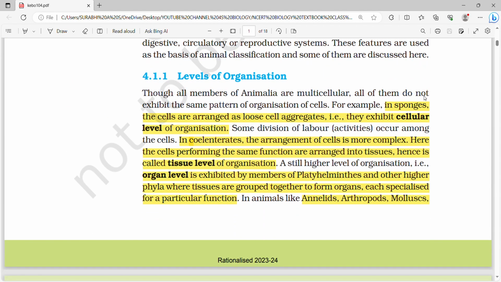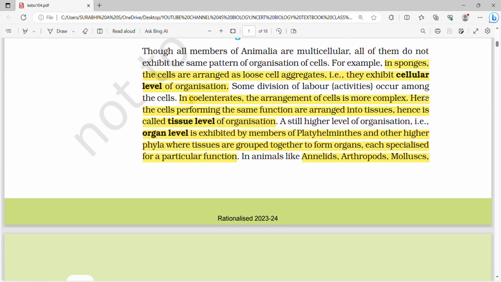So the important points here are: in sponges the cells are arranged in loose cell aggregates, so they exhibit a cellular level of organization. So these are the levels of organization. In coelenterates the arrangement is more complex and they are arranged into tissues. So in coelenterates it is the tissue level of organization. More than that is organ, after that is organ system level.